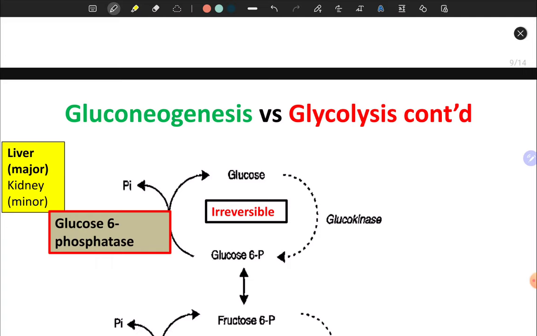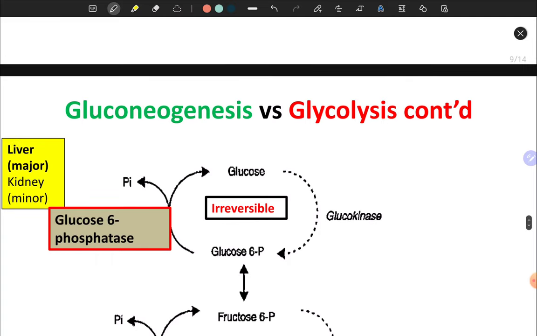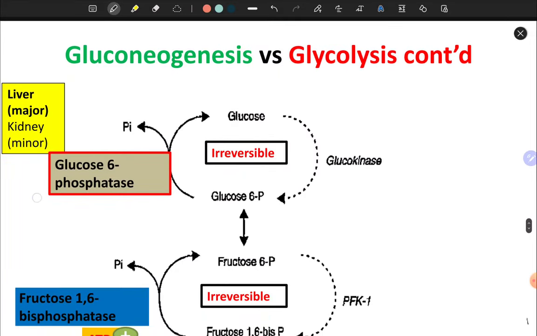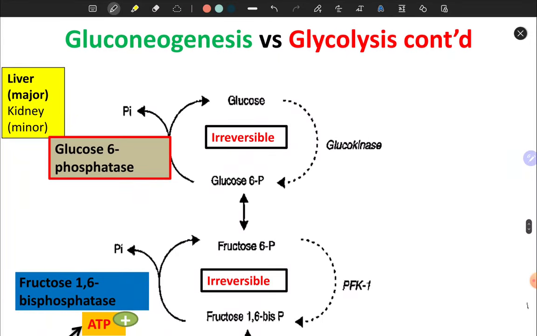So if you remember a quick review of glycolysis, glucose goes through glucokinase and generates glucose 6-phosphate, then fructose 6-phosphate by a reversible step.